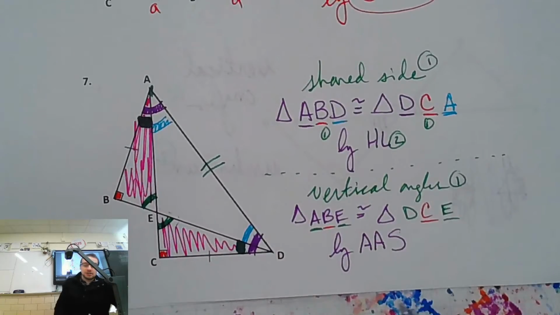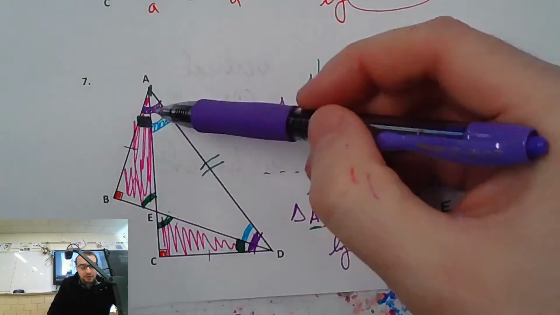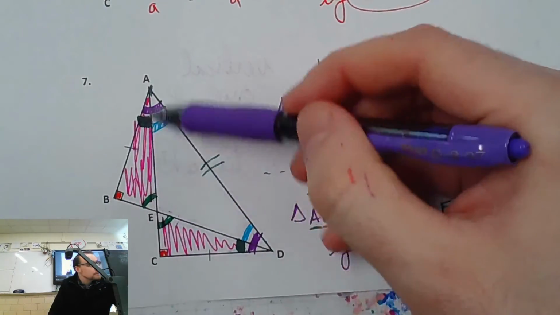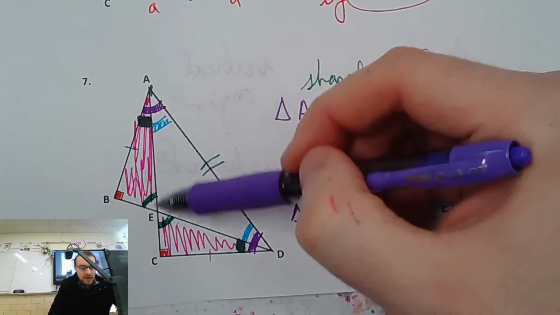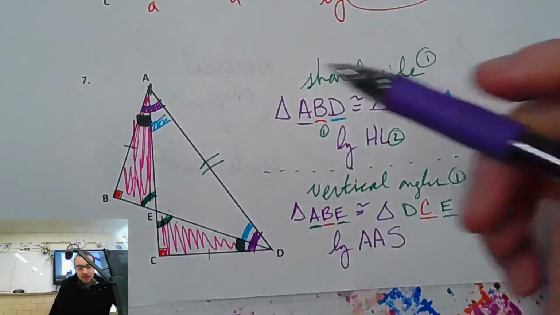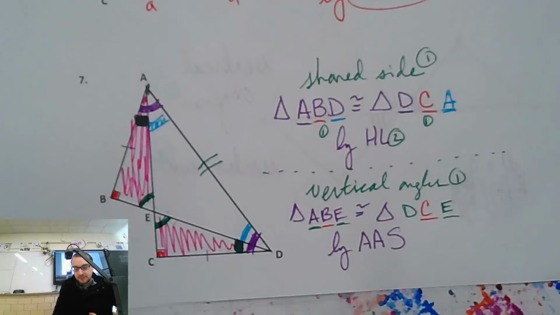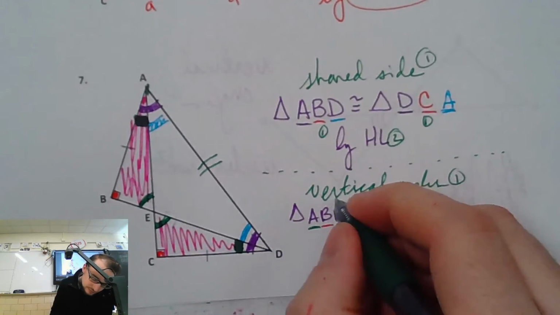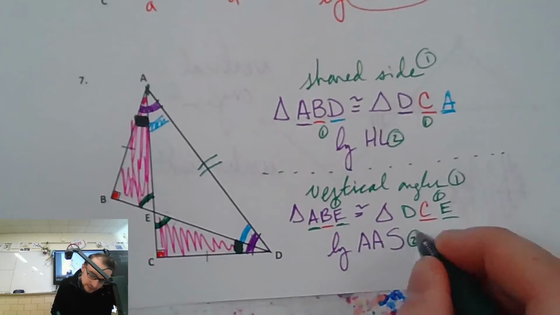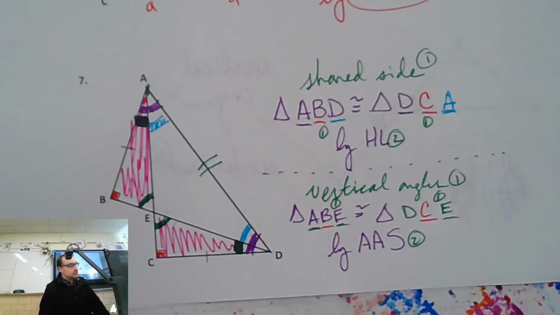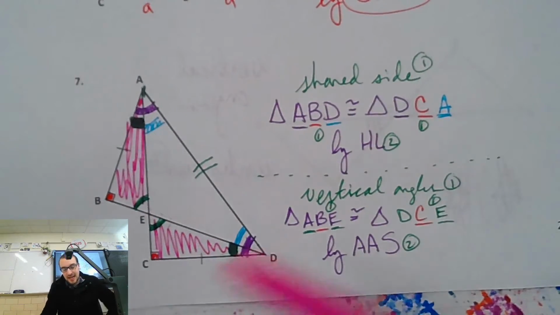Again, we can't say HL for the small ones because we don't know anything about the hypotenuse, right? That would require a hypotenuse and a leg, and we don't know anything about that. All we know is 2 angles and a side. So that's another 5 points for that. So that's 10. That's 10 on the bottom one.